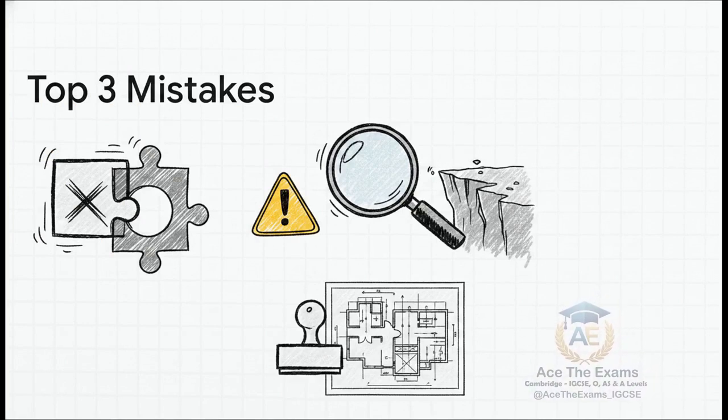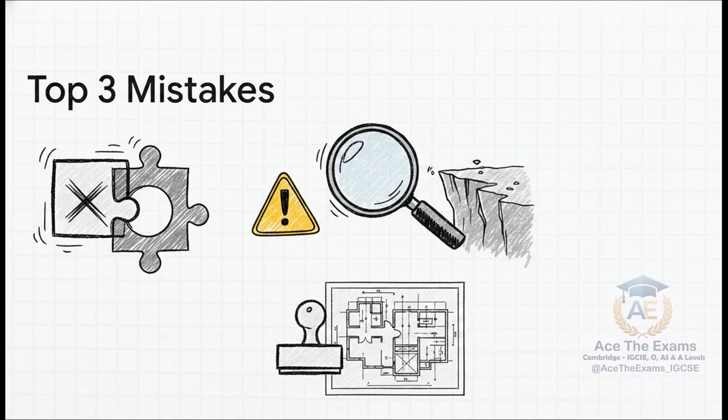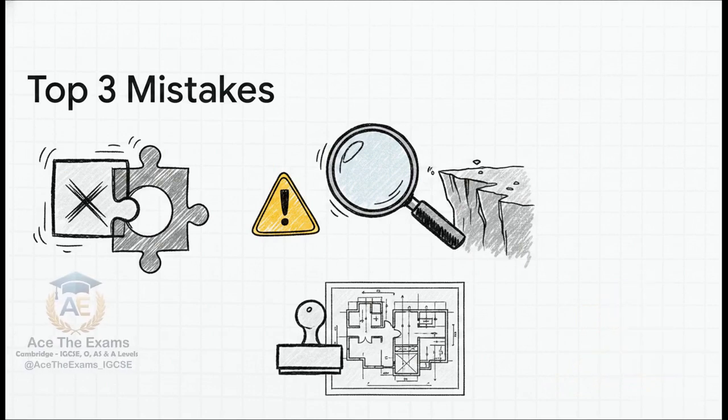Trap number 1, using the completely wrong formula or algorithm for the context given. This happens all the time. The exam question describes a massive overnight batch processing system running payroll for 10,000 employees. But a stressed student reads it and recommends a highly interactive time-slicing scheduling algorithm. That's a total mismatch. You lose the marks instantly.